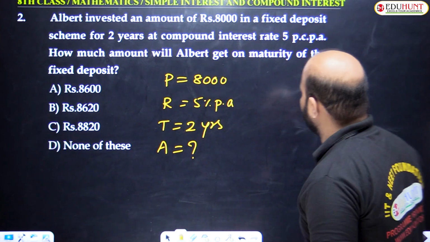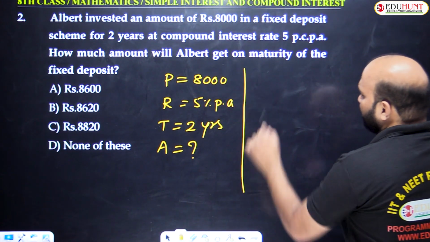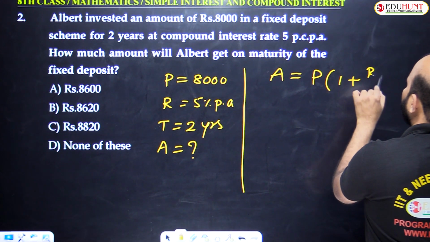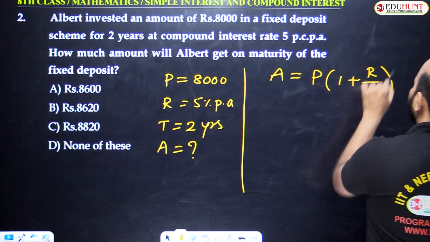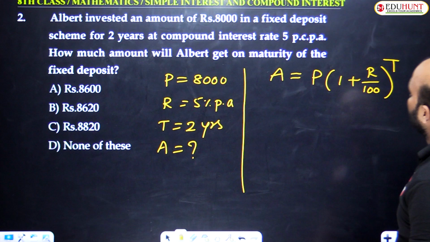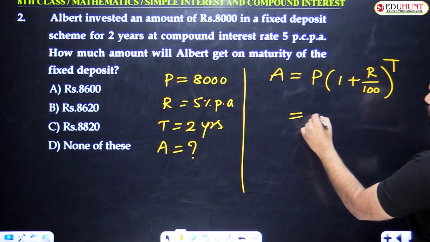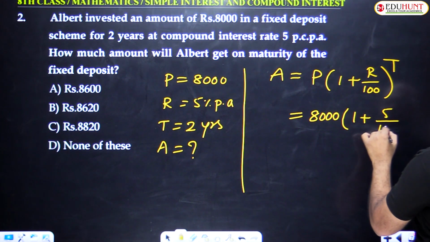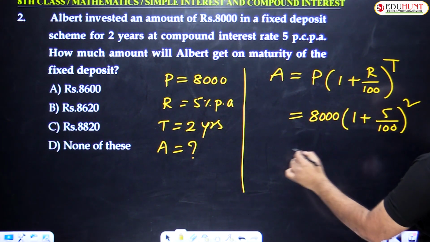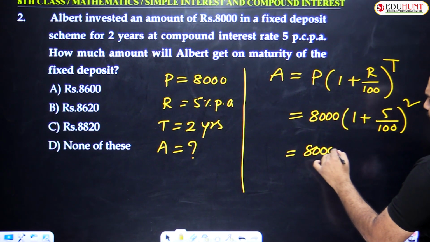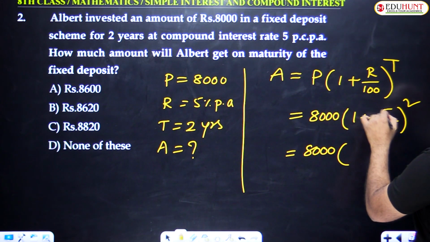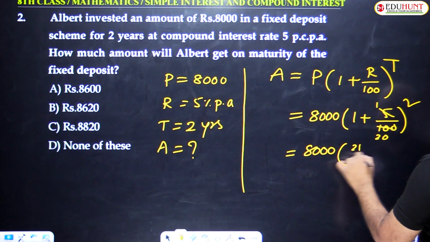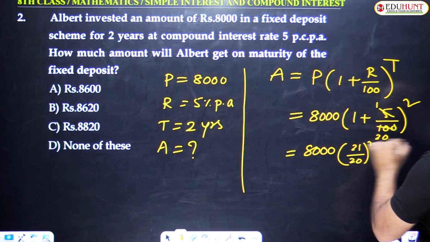So what is the traditional method? First we have to find the amount formula. A equals P into 1 plus R by 100 whole power T. This is the formula. P value given is 8,000, into 1 plus R value 5% by 100, whole power T, 2 years. So 8,000 into, 5 by 100 is nothing but 1 by 20. 1 plus 1 by 20 can be written as 21 by 20 using the LCM, whole square.